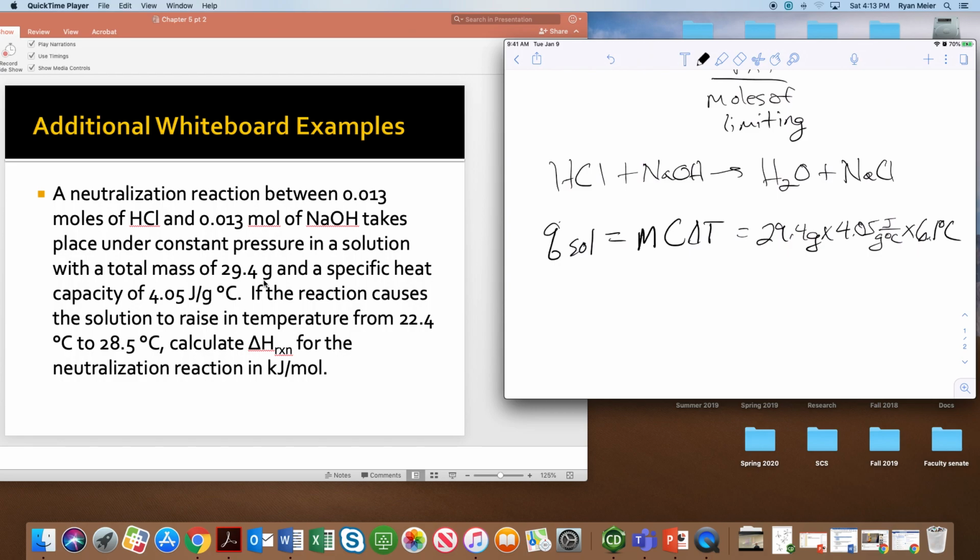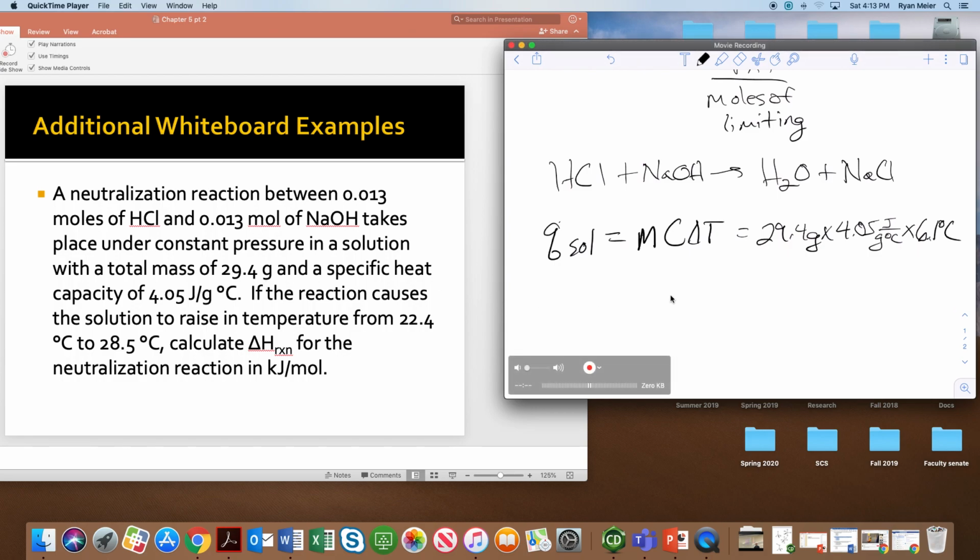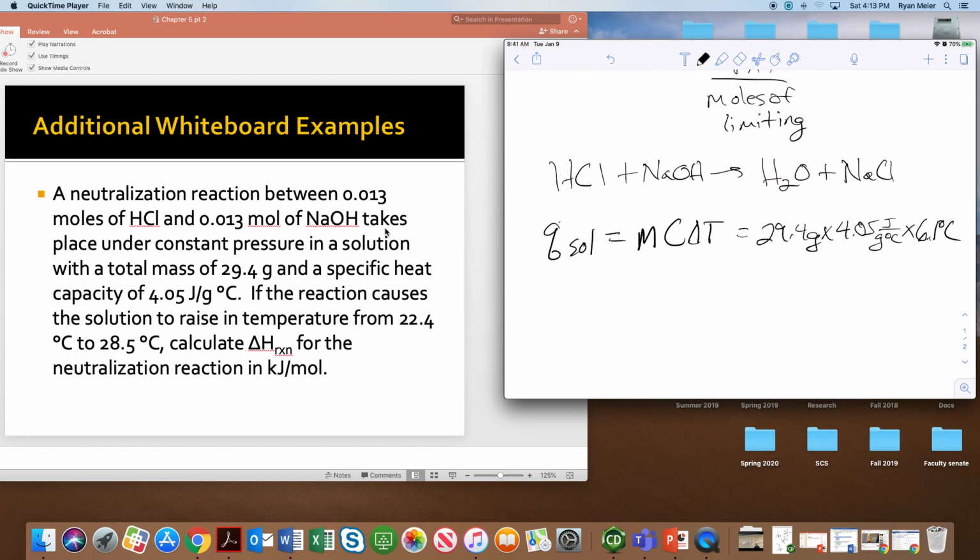Now, if we multiply all of those pieces together, we can find our Q. It comes out to about 726 joules. Or if we want to round it, since we only have 6.1 degrees Celsius, which technically only has two significant digits, we could say 730 joules is going to be Q of our solution.